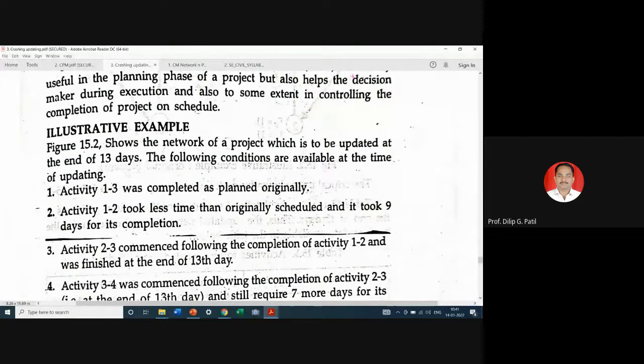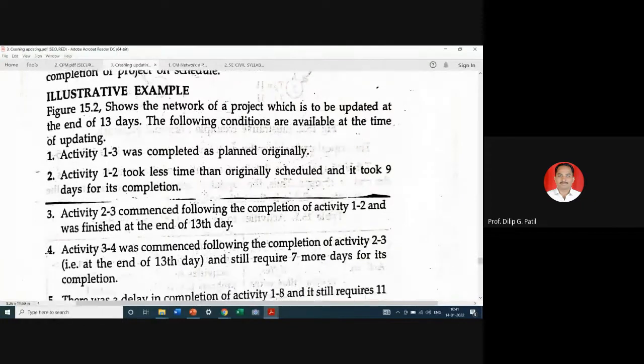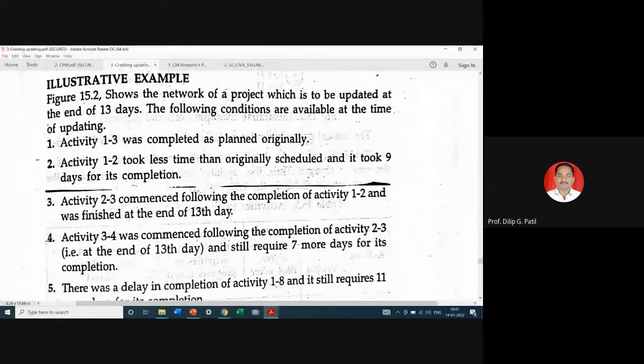I will give you a small task. If you are ready with pen and paper, then you can try on your own to draw the network at least. Then we will discuss. This figure shows the network of the project which is to be updated at the end of 13th day.